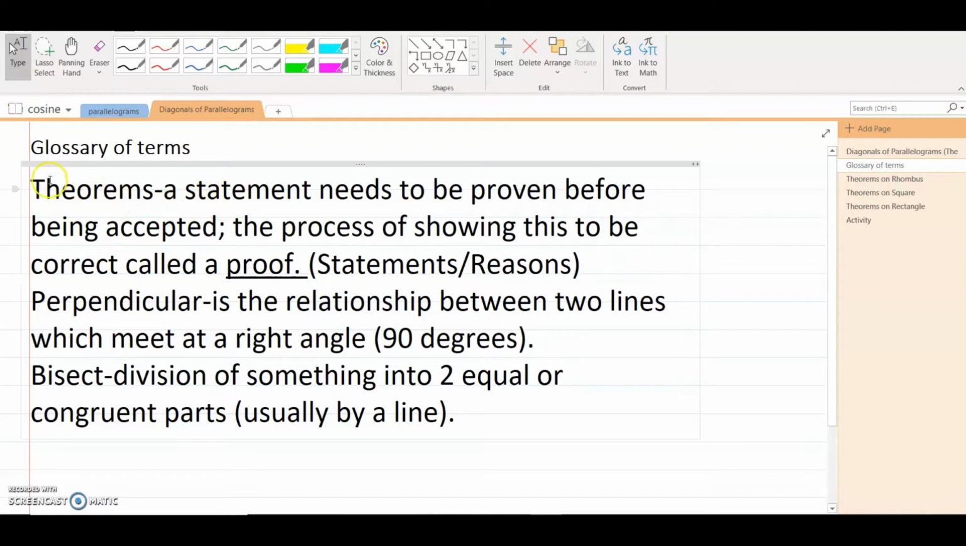So we have theorems. A statement needs to be proven before being accepted. The process of showing this to be correct is called proof. So in geometry in particular, we are going to deal with proof that is in the form of statements and reasons.